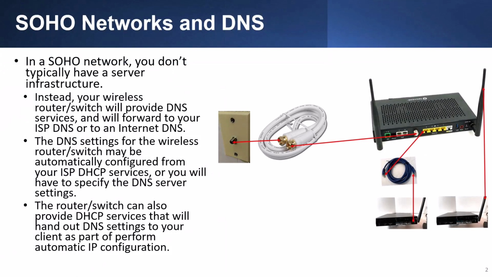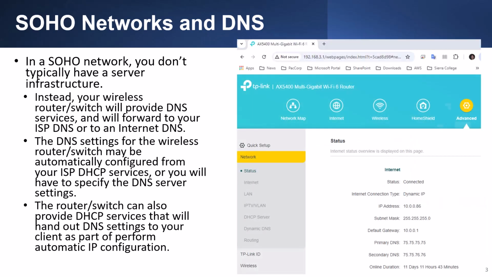In a SOHO network, you don't typically have a server infrastructure. Instead, your wireless router or switch will provide DNS services and will forward to your ISP DNS or to an Internet DNS. The DNS settings for the wireless router or switch may be automatically configured from your ISP DHCP services, or you'll have to specify the DNS server settings. The router or switch can also provide DHCP services that will hand out DNS settings to your client as part of performing automatic IP configuration.